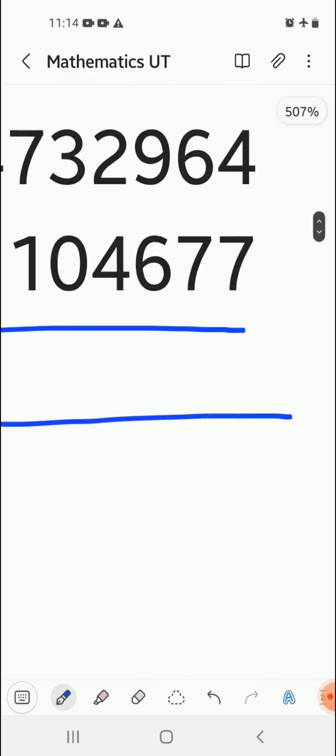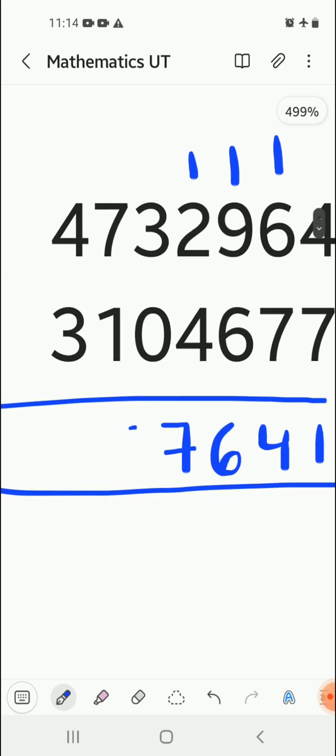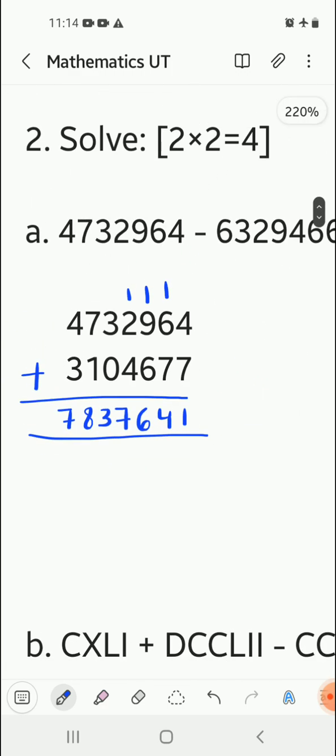7 plus 4 is 11. 6 plus 1, 7, plus 7, 14. 9 plus 1, 10, plus 6, 16. 2 plus 1, 3, plus 4, 7. 3 plus 0 is 3. 7 plus 1 is 8. And 4 plus 3 is 7. So we've got this number.